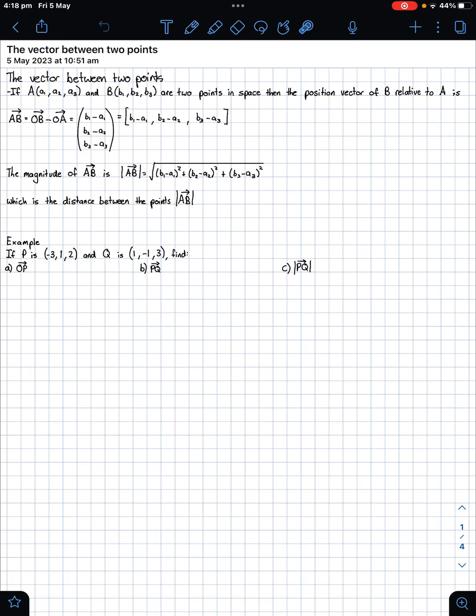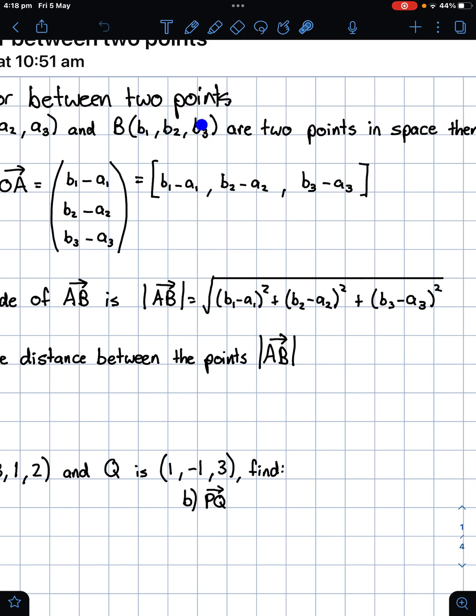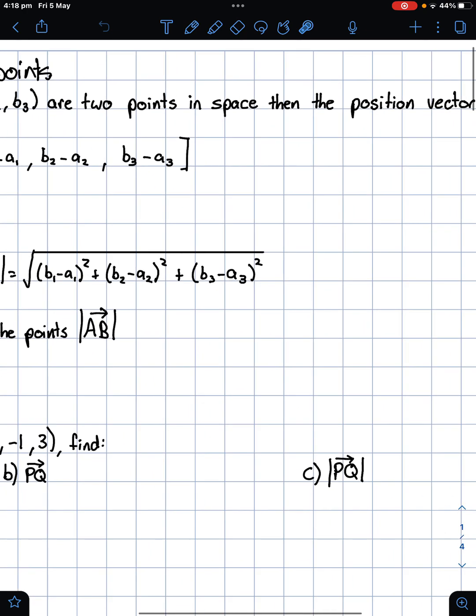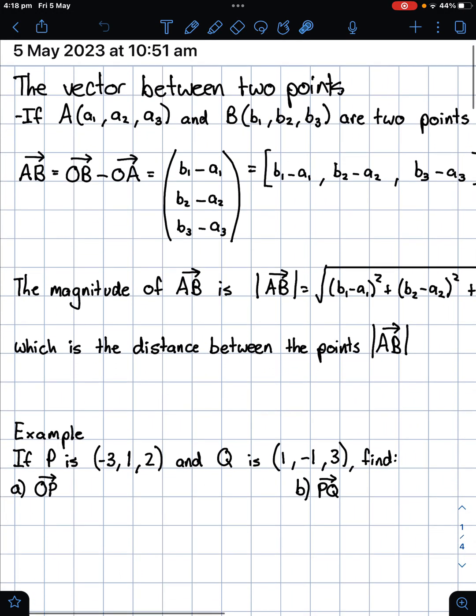So the vector between 2 points: we're considering, if we have 2 points, a vector between them. The definition here: if A equals (A1, A2, A3), so X, Y, Z components, and B equals (B1, B2, B3) are 2 points in space, the position vector of B relative to A is given by AB.